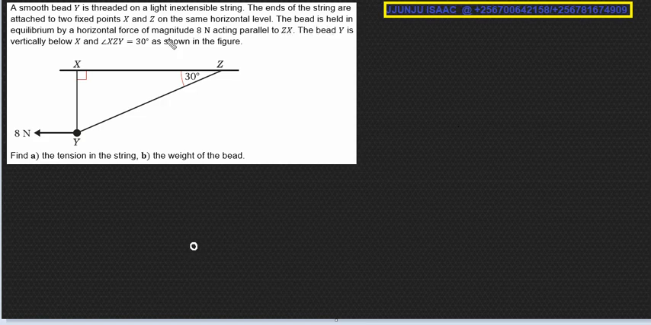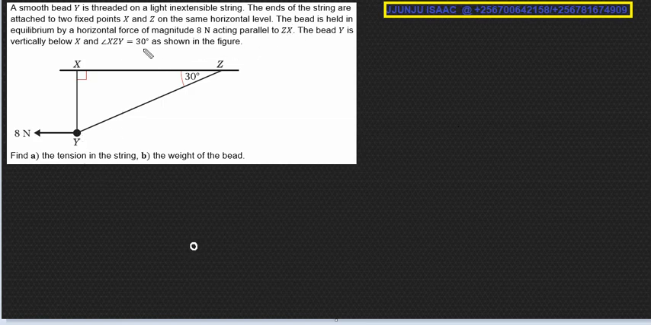So the bead is held in equilibrium. That is very important. When they say equilibrium, meaning forces are balanced. The forces acting in one direction are equal to forces acting in the opposite direction. In this case, we may have right forces balancing the left forces, then up forces balancing the down forces.